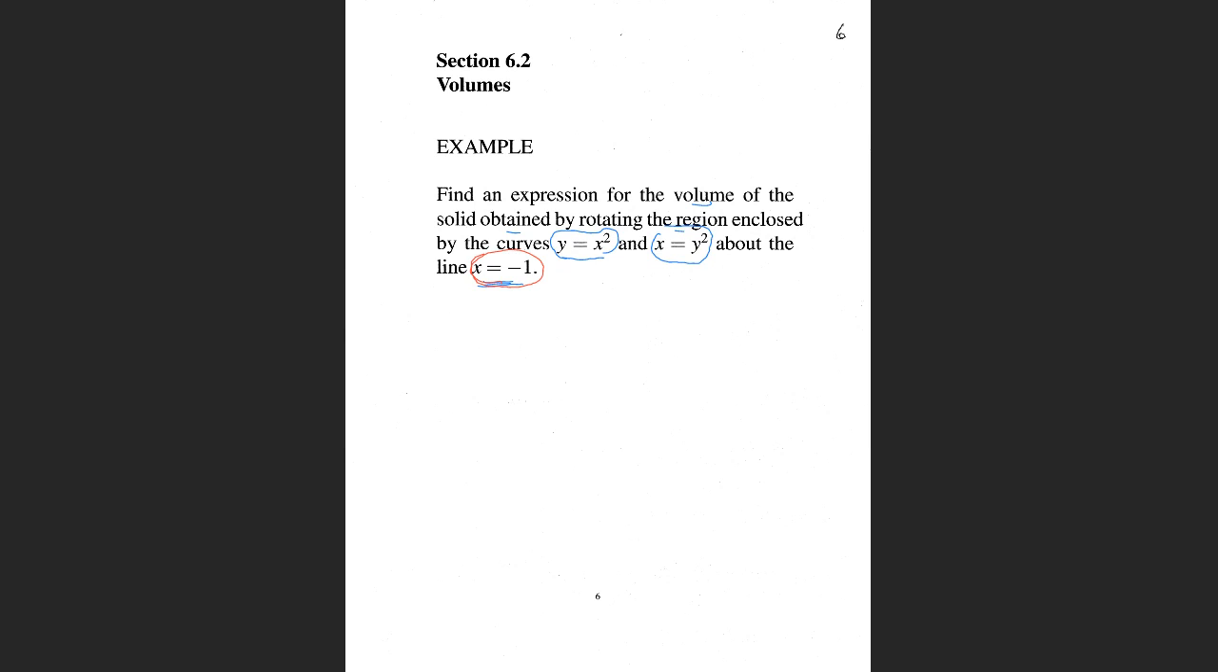X equals -1. Vertical. That's right, Clea. That's right, Jonathan. That's a vertical line. A vertical line. So, what do we need to definitely do?